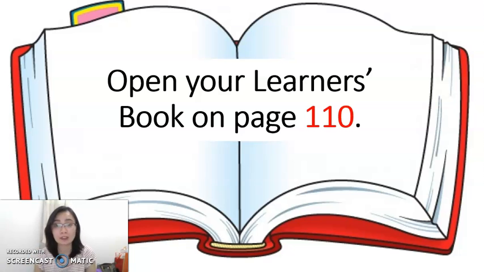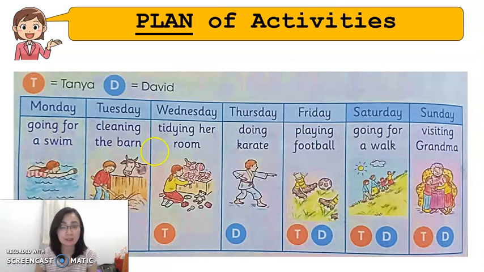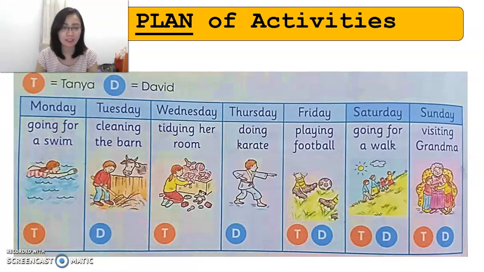Now, I want you to open your learner's book on page 110, and you're going to see the plan of activities of Tanya and David. Are we on the same page now? Okay, if you see the orange color, it's for Tanya, and the blue one is for David. So, this is their plan of activities from Monday until Sunday.